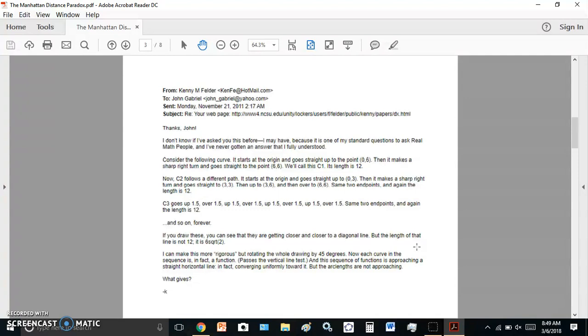Now, each curve in the sequence is in fact a function, but Kenny doesn't notice that it's not a smooth function. I'll get to that later. It passes the vertical line test, and this sequence of functions is approaching a straight horizontal line, in fact converging uniformly towards it, but the arc lengths are not approaching the same value as the diagonal. What gives? Well, the answer is actually very simple. And if Kenny and others like him had actually studied the elements and understood geometry as one should understand it from the elements, this wouldn't have been a puzzle at all.